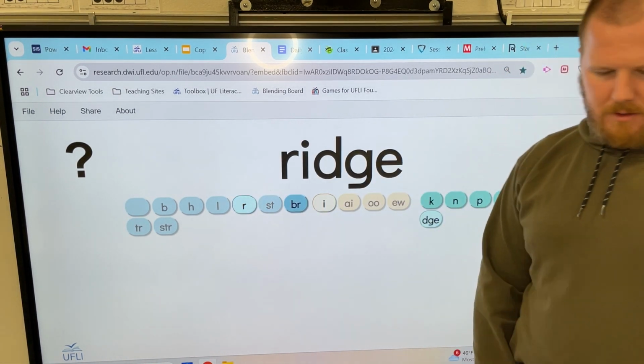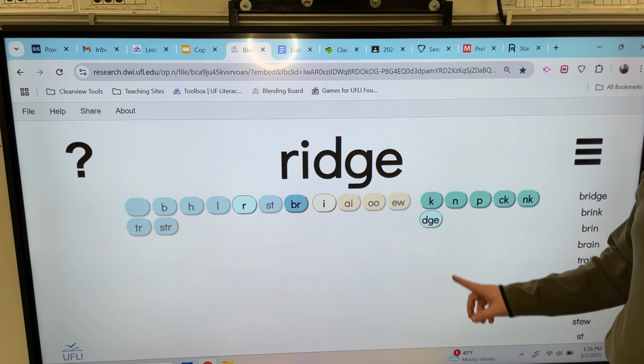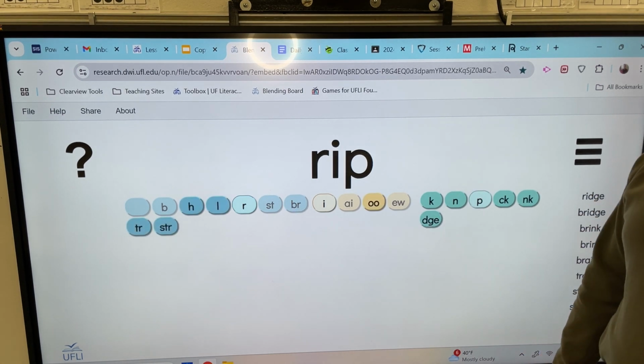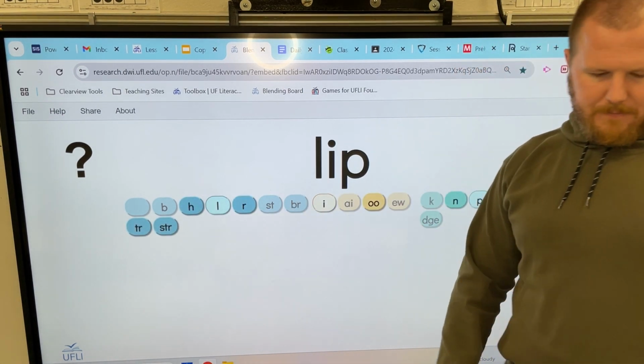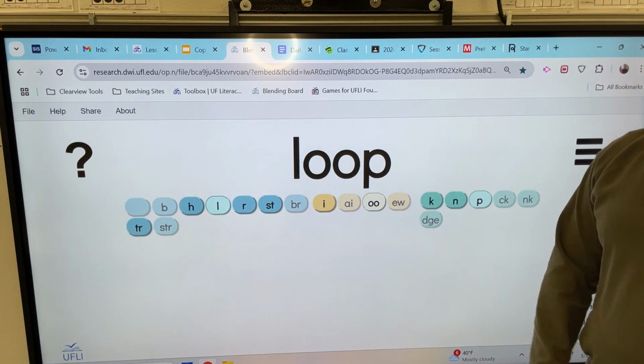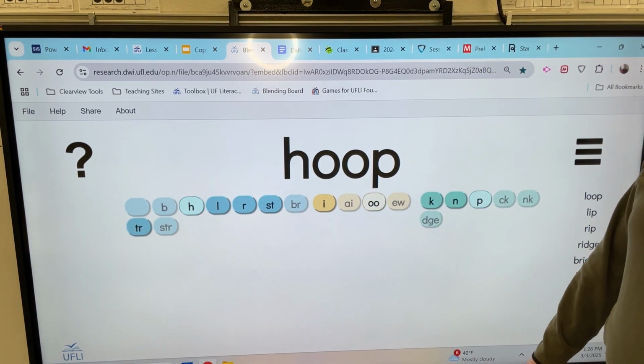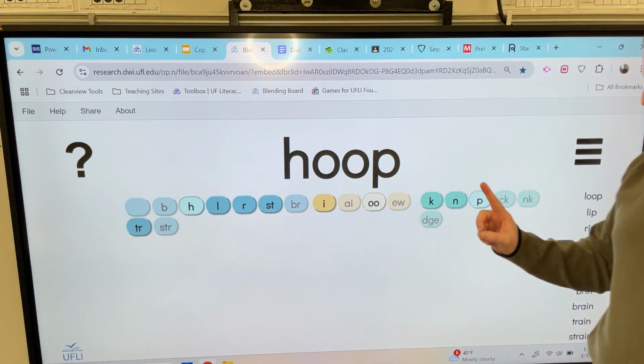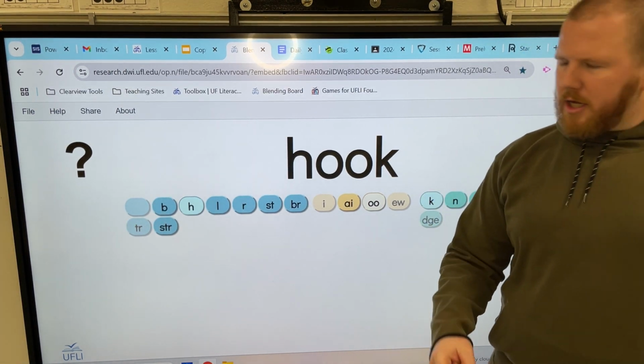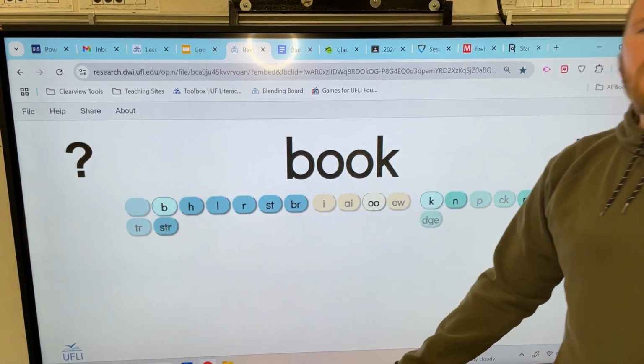And what about ridge? And what if I just did this? Rip. What if I do this? Lip. And what about this? Loop. What about this? Hoop. And then what about if I change it to this? Hook. And then the last one, book.